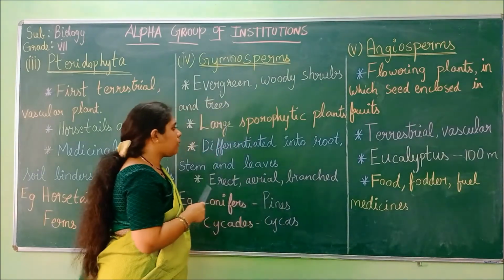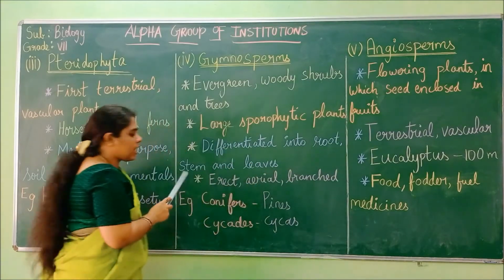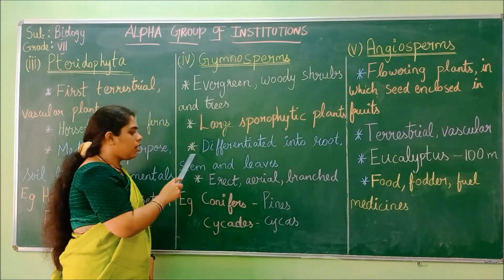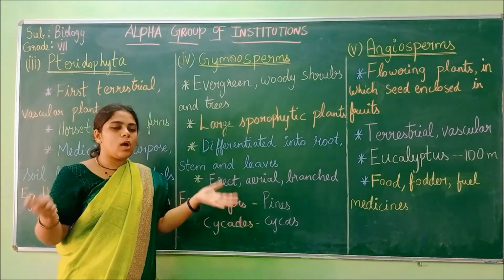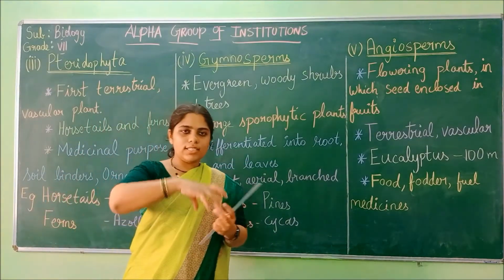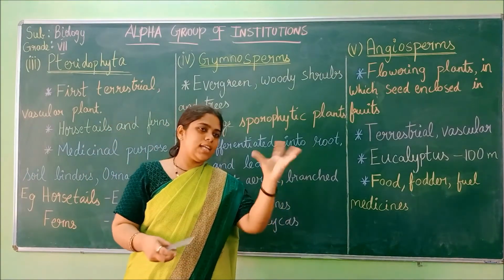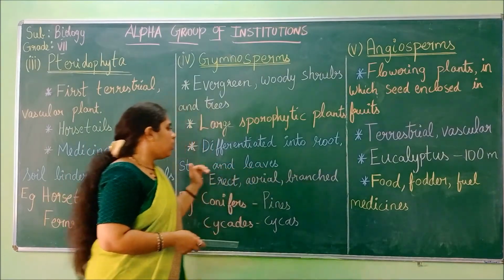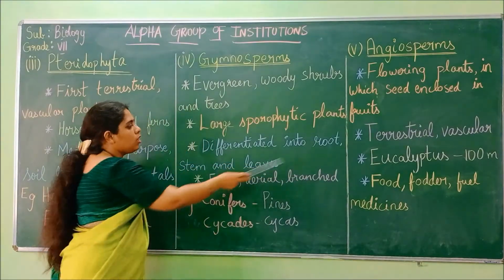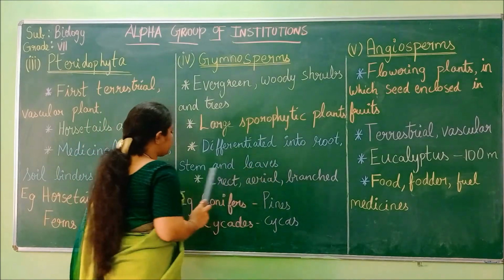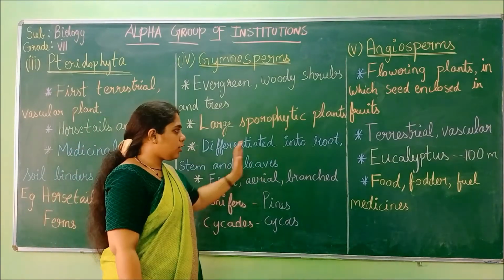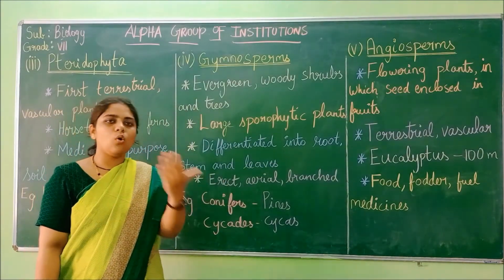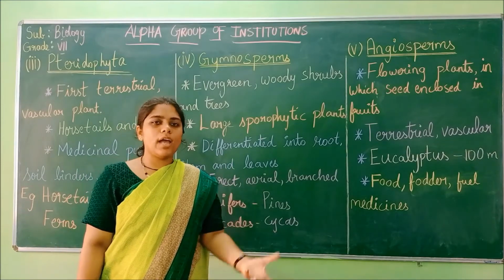But here, root is there, stem will be present, leaves will be present. These three parts are present, and each one will have its own function. Now it is getting developed from a mass as a whole, and evolved as root, leaves and stem. So differentiated into root, stem and leaves, and each part will perform its own activities.